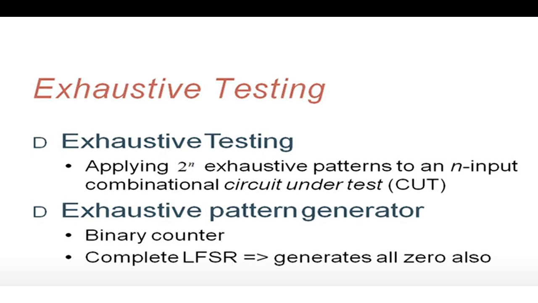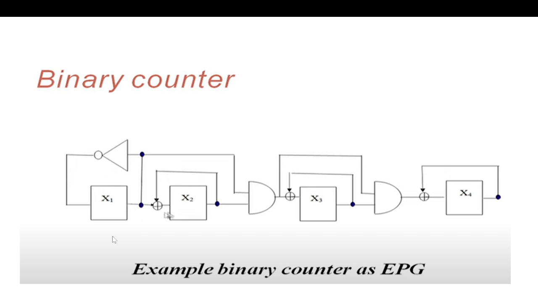What is exhaustive testing? We want to apply all 2 to the power n combinations to the n inputs of the circuit under test. For exhaustive patterns we can use either a binary counter or an LFSR. In a complete LFSR we can also generate the all-0 pattern. How to generate this? Let's see. The binary counter is the normal binary counter that generates all the patterns.